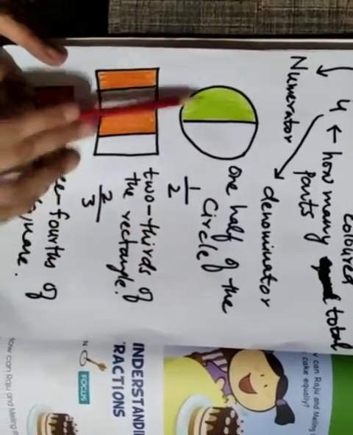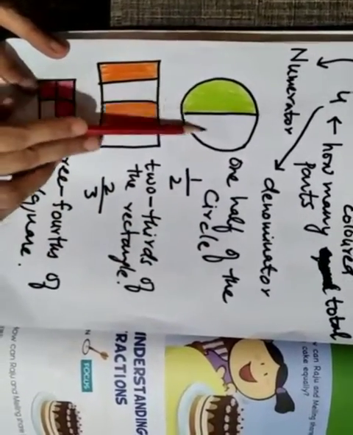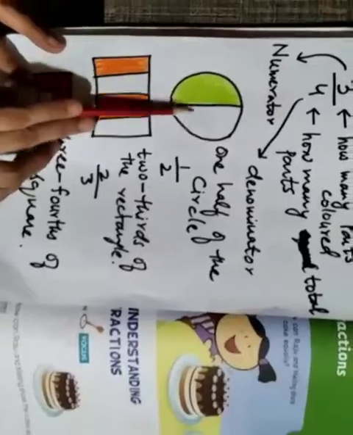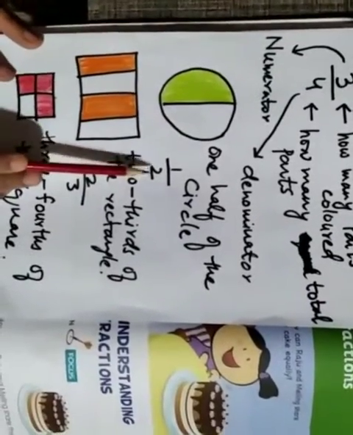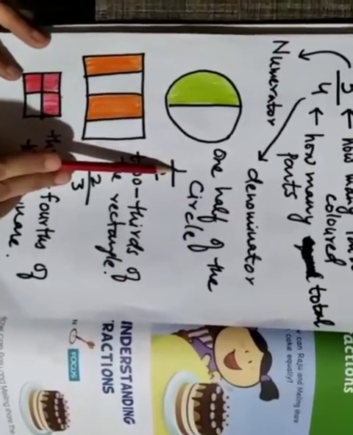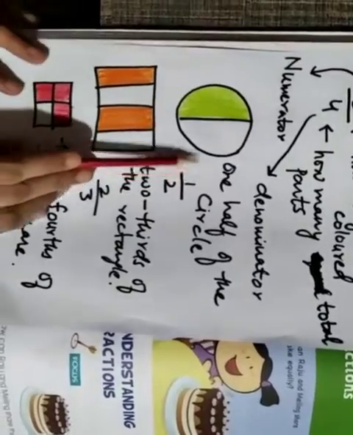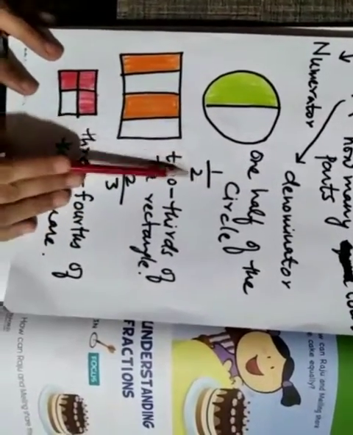One half of the circle means one part is colored and the other part is not colored, so the total number of parts is 2, that is in the denominator, and the upper part is showing the colored part. Alright, the numerator and denominator.